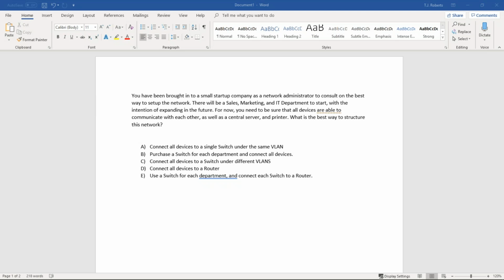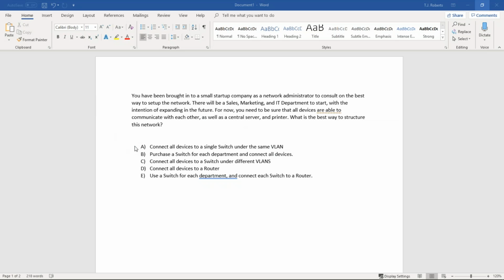Okay. So Mike is saying we need separation. Yeah, I agree. Even though this is a small startup company, it says here that we have the intention of expanding in the future. So yeah, you don't want to have all devices under the same VLAN. Even in a small startup, it's a little bit more efficient to break them up. So I would probably throw A out.